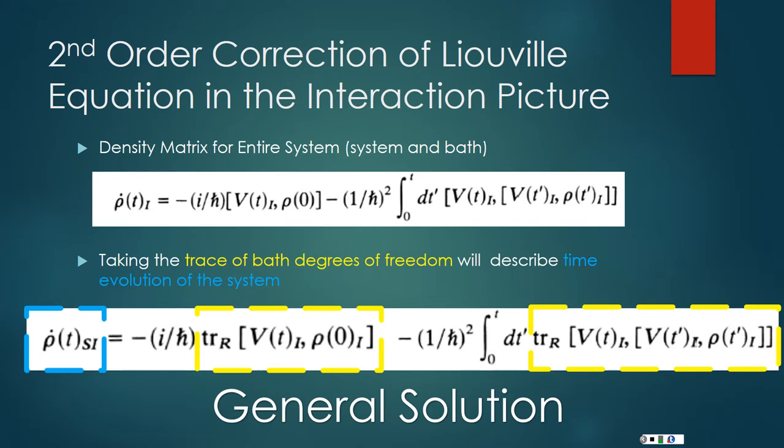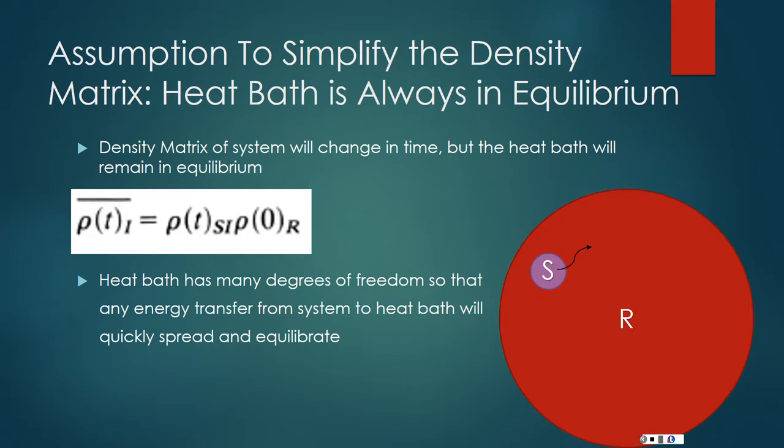And then since we're only interested in the dynamics of the system, we can take the trace of the Liouville equation here, and we can basically integrate out all the variables associated with the phonon, or the bath degrees of freedom. That's what these trace operations here are representing. This is a general solution; we haven't made any assumptions about our potential and our density matrix yet. The first assumption for the density matrix is that the heat bath will always be in equilibrium and that our system will change in time.